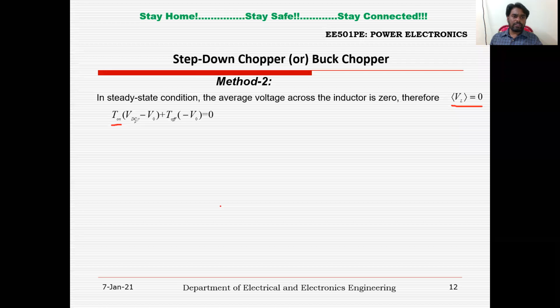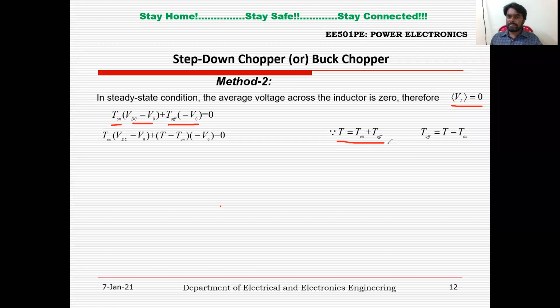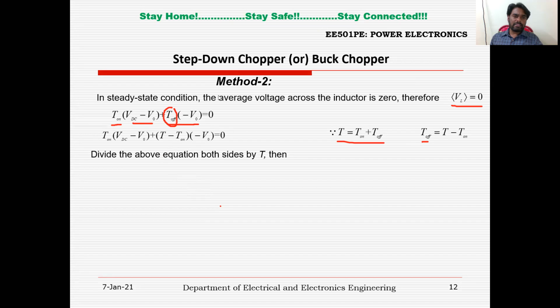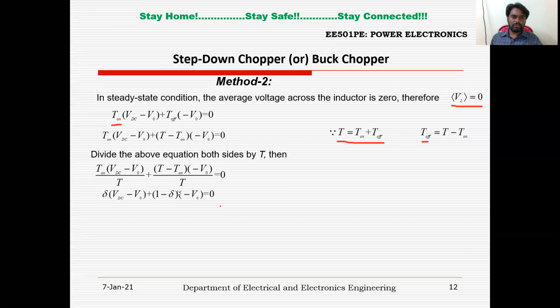Now we have seen that during on condition, the voltage across the inductor is VDC minus V naught. During off condition, the voltage across the inductor is minus V naught, and that we are making 0. Since T is the summation of T on plus T off, you can write T off equals T minus T on. So instead of T off, just substitute T minus T on, right? Divide this equation by T, then you can write T on by T into VDC minus V naught, plus this factor by T into minus V naught, that equals 0.